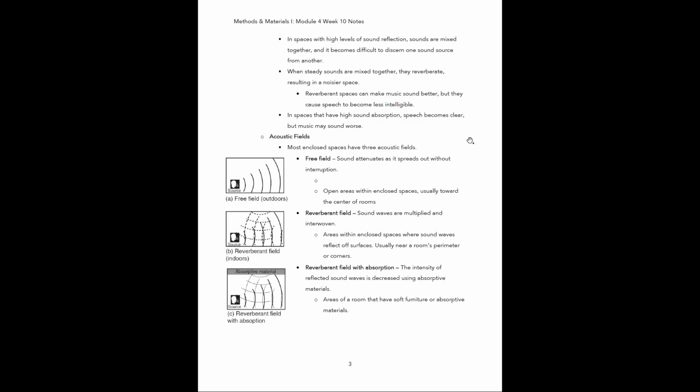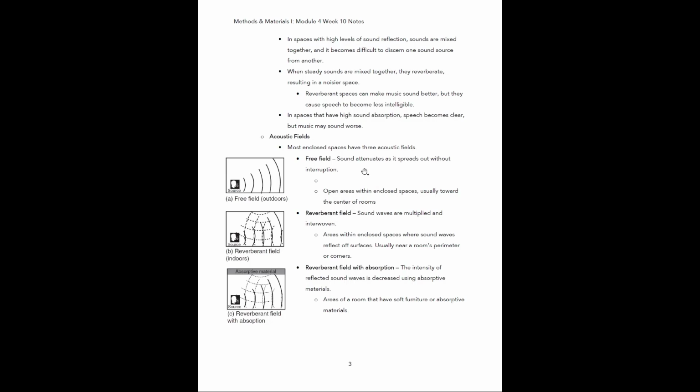Acoustic fields. Most enclosed spaces have three different types of acoustic fields. We have a free field, reverberant fields, and then reverberant fields with absorption. A free field is basically when you're in a space where sound waves can go out and disperse uninterruptedly.